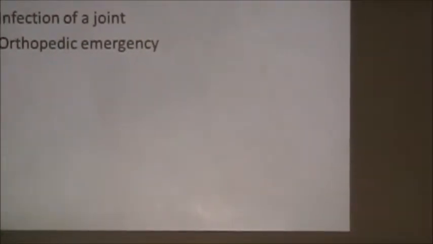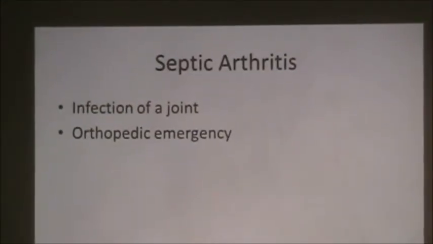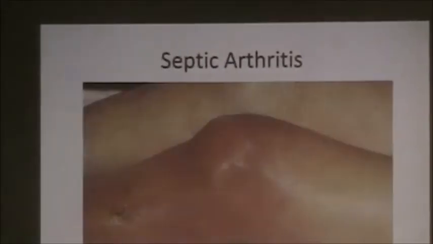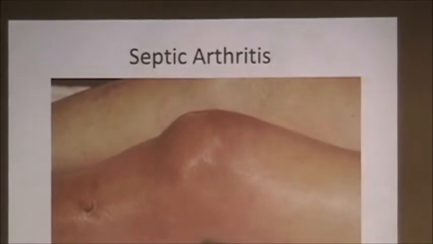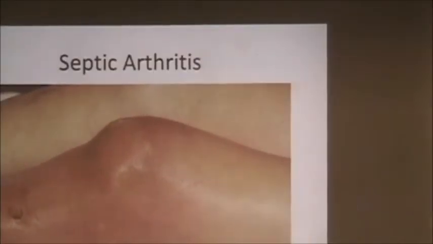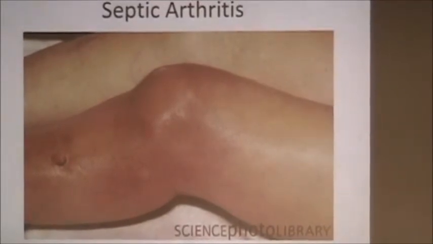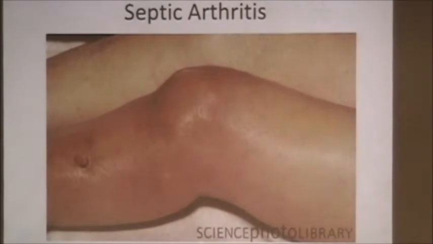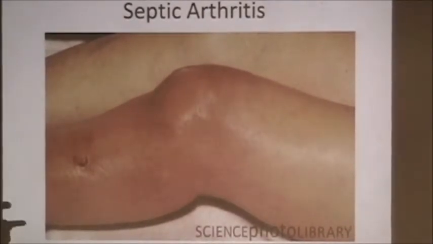Okay, so we talked about osteoarthritis, we talked about rheumatoid arthritis, and now septic arthritis. It's an infection of the joint. It's an orthopedic emergency. This is a photograph of somebody with septic arthritis. Sometimes it's difficult to tell in the ER when you look at an inflamed joint if it's septic arthritis or another type of arthritis like gout or pseudo-gout, because gout will have a hot red joint as well. But this one's pretty obvious.